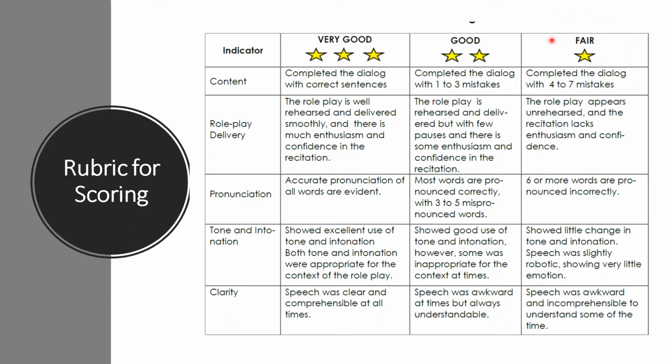And you will receive a fair score with 1 star or 1 point if you have completed the dialogue with 4 to 7 mistakes. The role play appears unrehearsed and the recitation lacks enthusiasm and confidence. 6 or more words are pronounced incorrectly. You showed little change in tone and intonation. Speech was slightly robotic, showing very little emotion. And speech was awkward and difficult to understand some of the time.